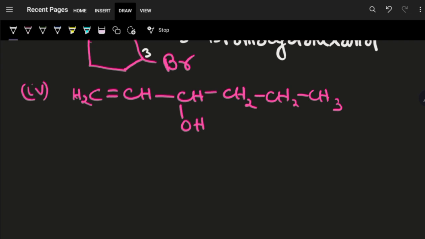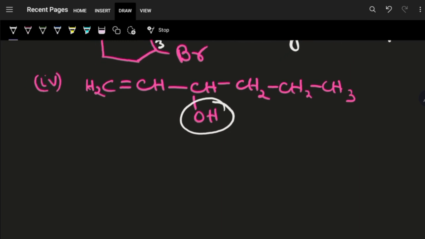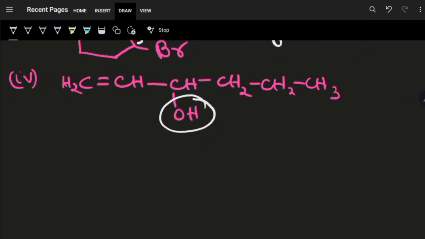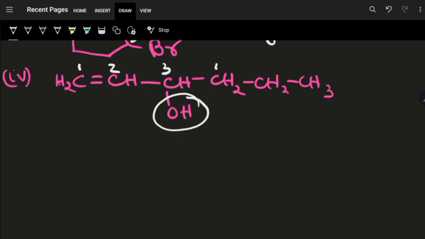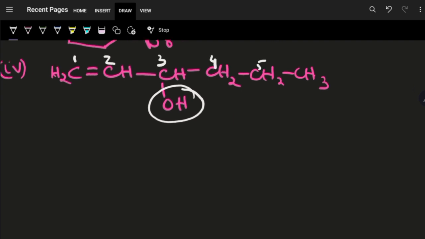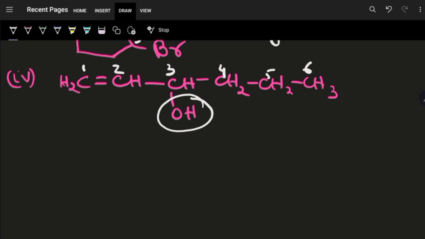Okay, so now let us see this part. There is a double bond and an ol system. How do I name it? So it is to be numbered from the left hand side. Double bond is there. So 1, 2, 3, 4, 5 and 6.